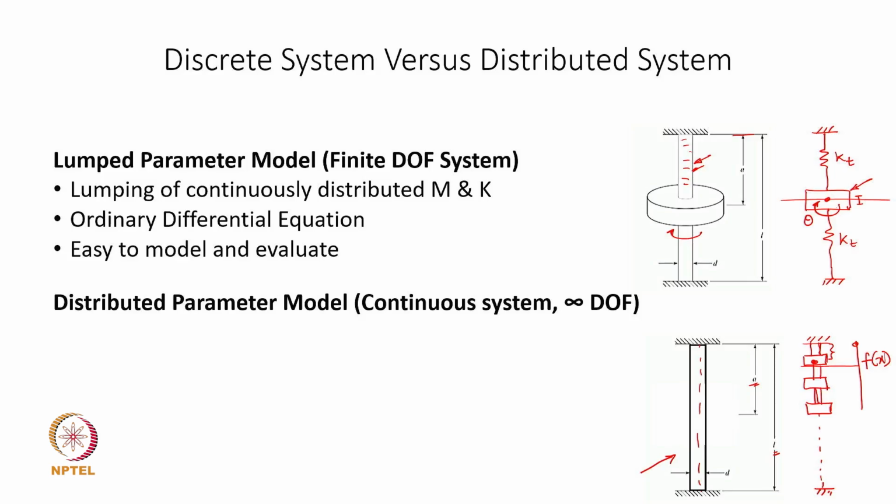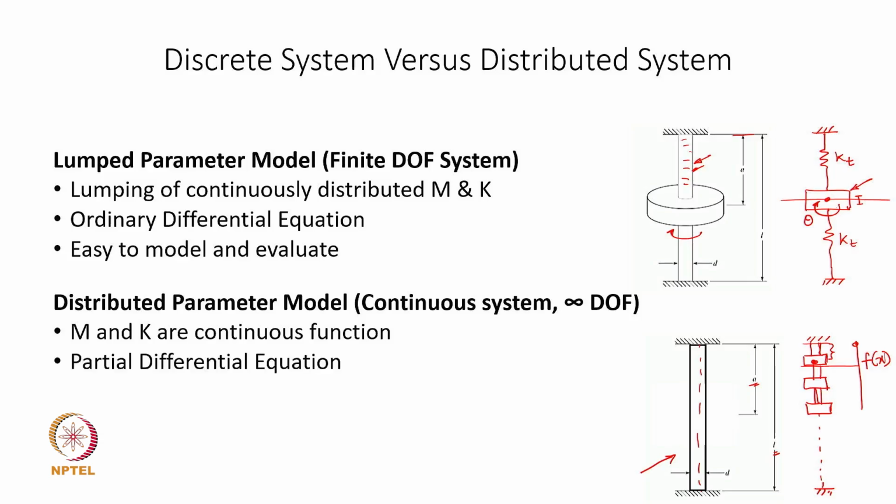Now, what are the distinctive features of this distributed parameter model? That m and k are continuous functions of x. In this particular case, if x is the parameter defining the length, the equation of motion, as we will shortly see, will turn out to be a partial differential equation, not an ordinary differential equation. Solutions would be more accurate. Why? Because there is no approximation involved apart from some of the standard approximations, but there is no approximation in terms of how many segments I am going to discretize this into. The moment discretization happens, you are making an assumption.